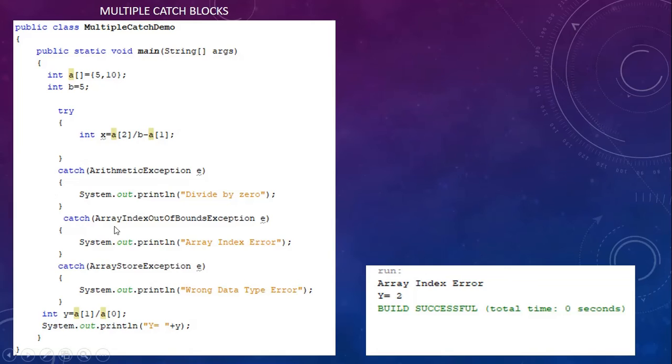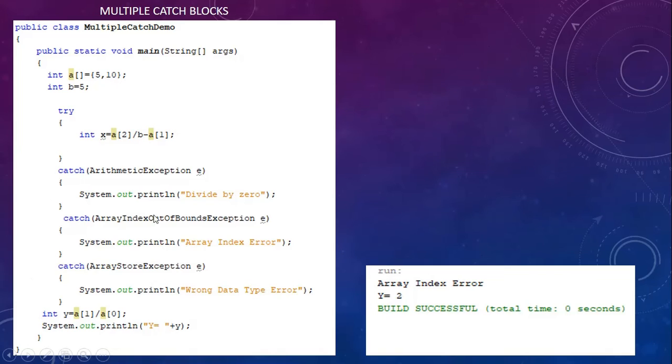Not this one, but this one, array index out of bound exception. So the try block is going to throw the object, and the object will be caught by matching what kind of exception it is. Right now the matching says that it is array out of bound exception E, and then it is going to simply print a message array index error. So for calculating the value of x, we have just found an exception, but the program will not stop here. The program will continue execution.